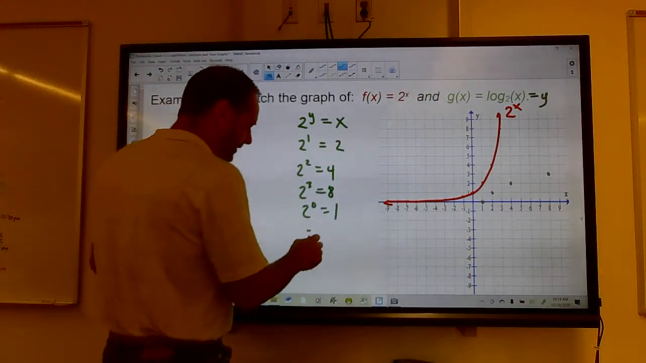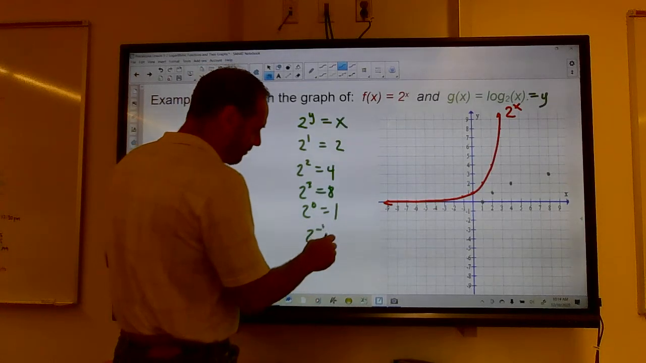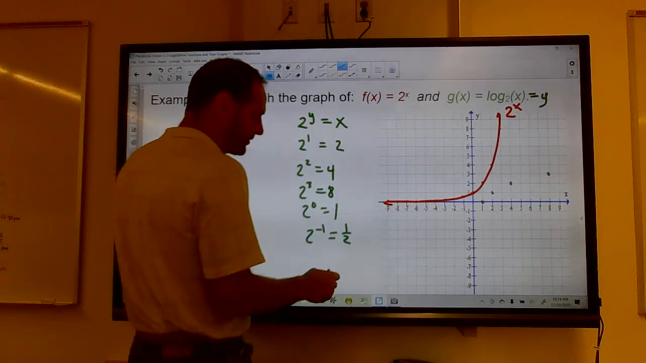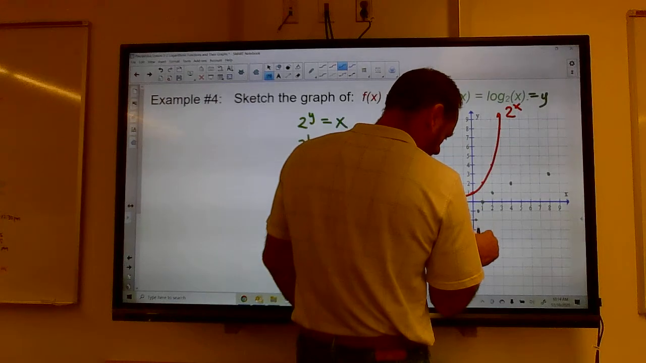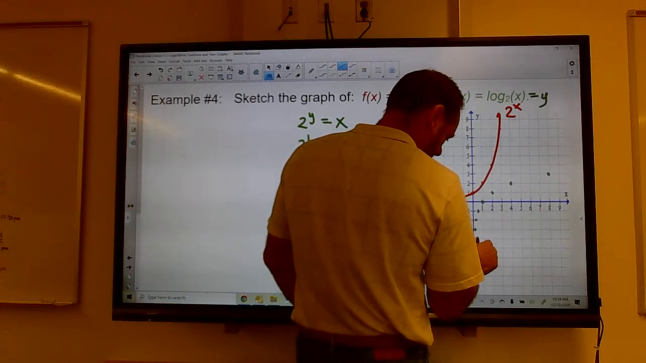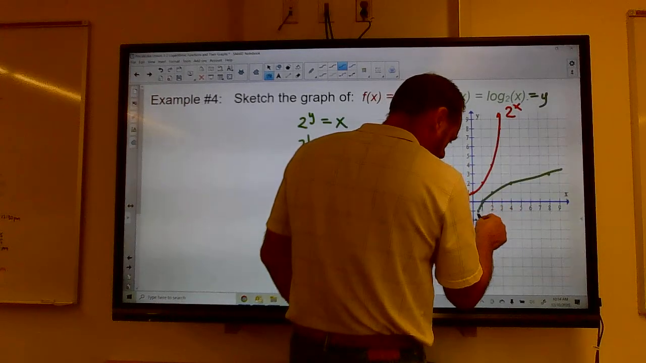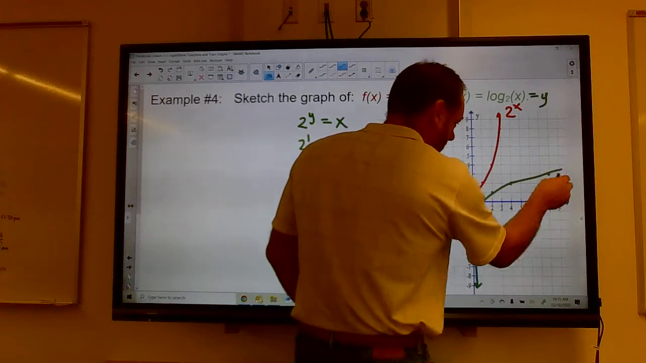And I know that 2 to the negative 1 is 1/2. So 1/2 would be negative 1. And this is going to go like this. So this graph is going to look like that.